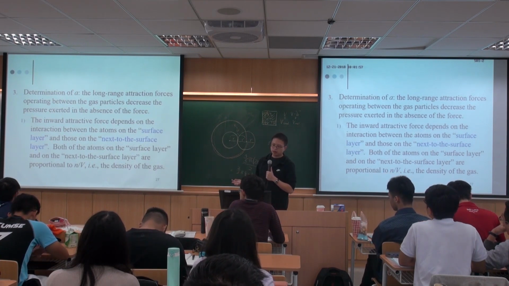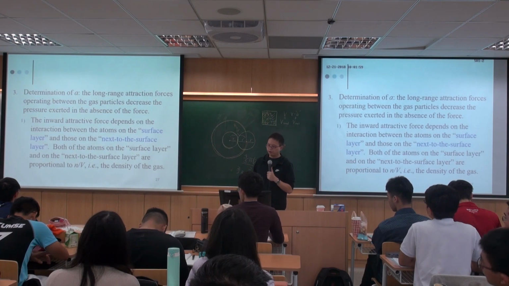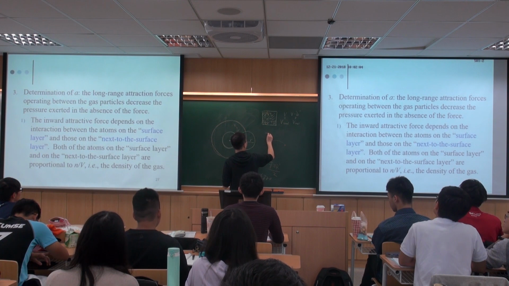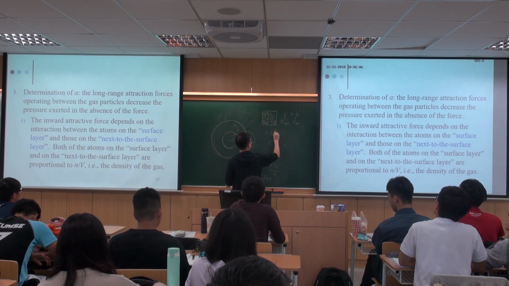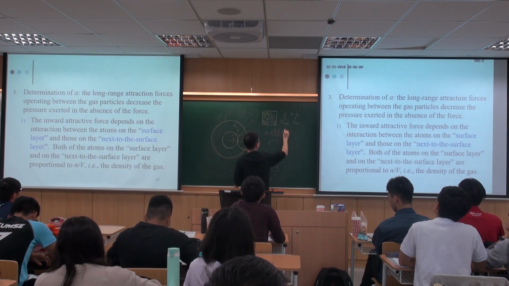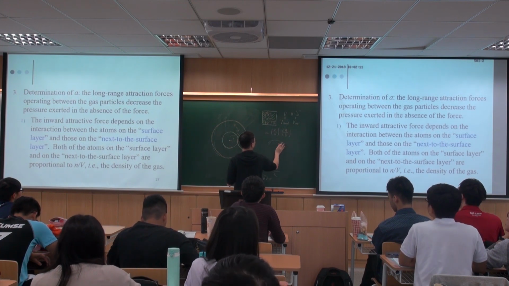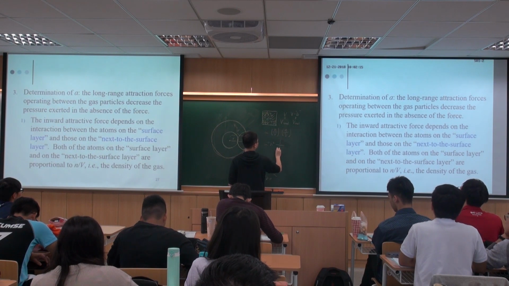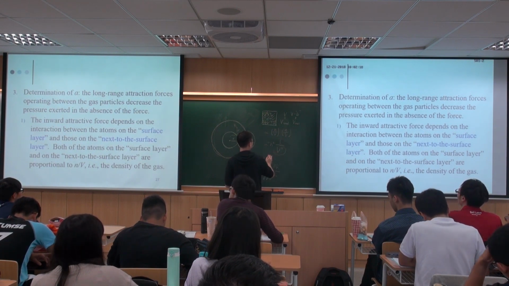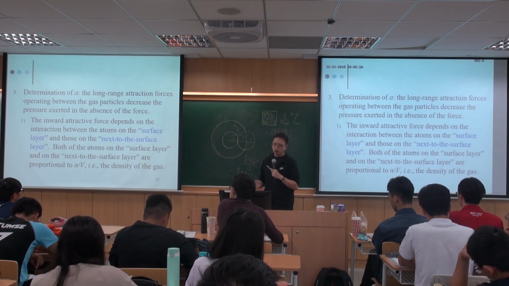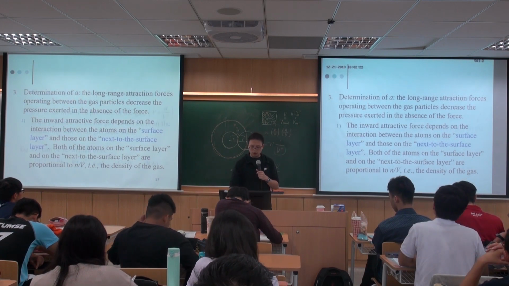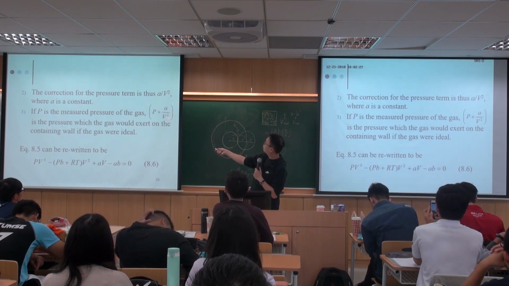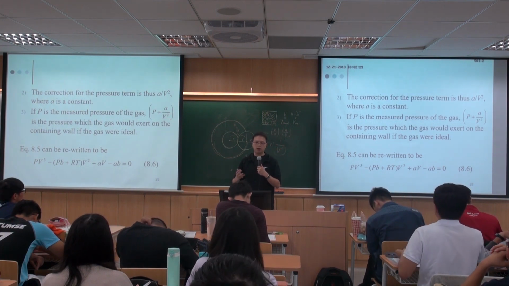So you can imagine that it's proportional to the inverse of v squared, because that interaction is proportional to the density of each layer. Therefore, we can say this is proportional to 1 over v squared. That's the reason why in this term you typically have a constant over v squared, because it depends on the volume of the system.